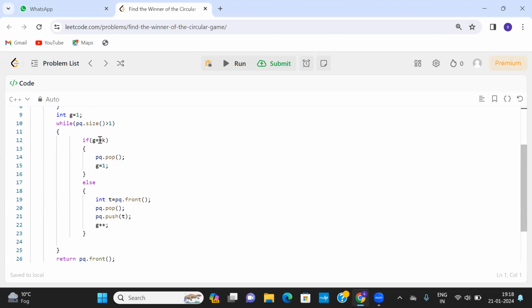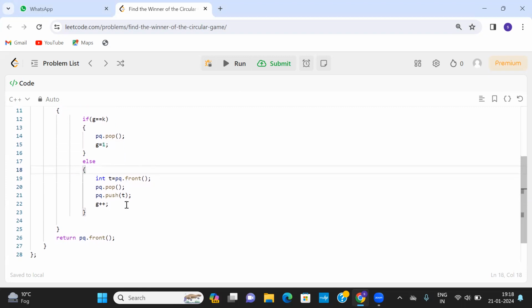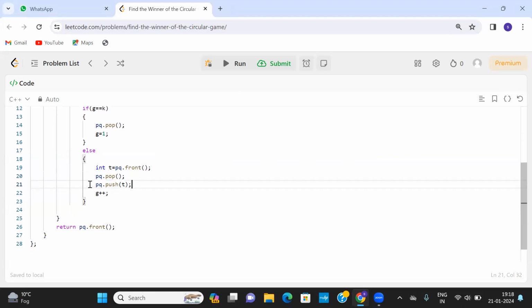Then we applied a loop while pq.size is greater than 1. Then we applied a condition: if g equals k. This is the condition when we are going to eliminate that particular number. We are going to pop it out from the queue. So if g equals k, we will pop from the queue and we will again begin our counting from 1. Otherwise, we are going to push that particular element to the end of the queue. So we take that element in t equals pq.front, we pop it and push it to the end of our queue data structure. And we will increment the value of g, that is our count.